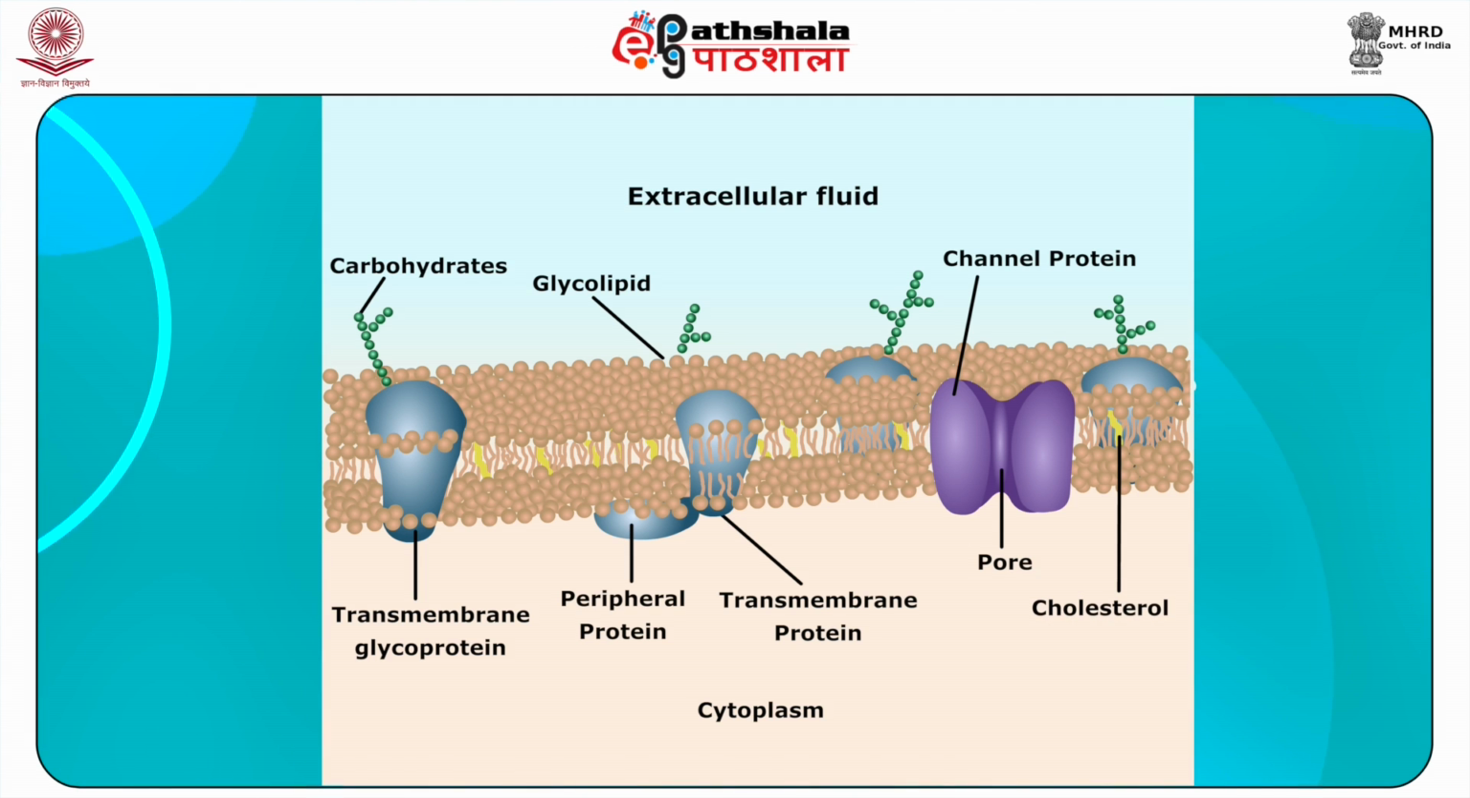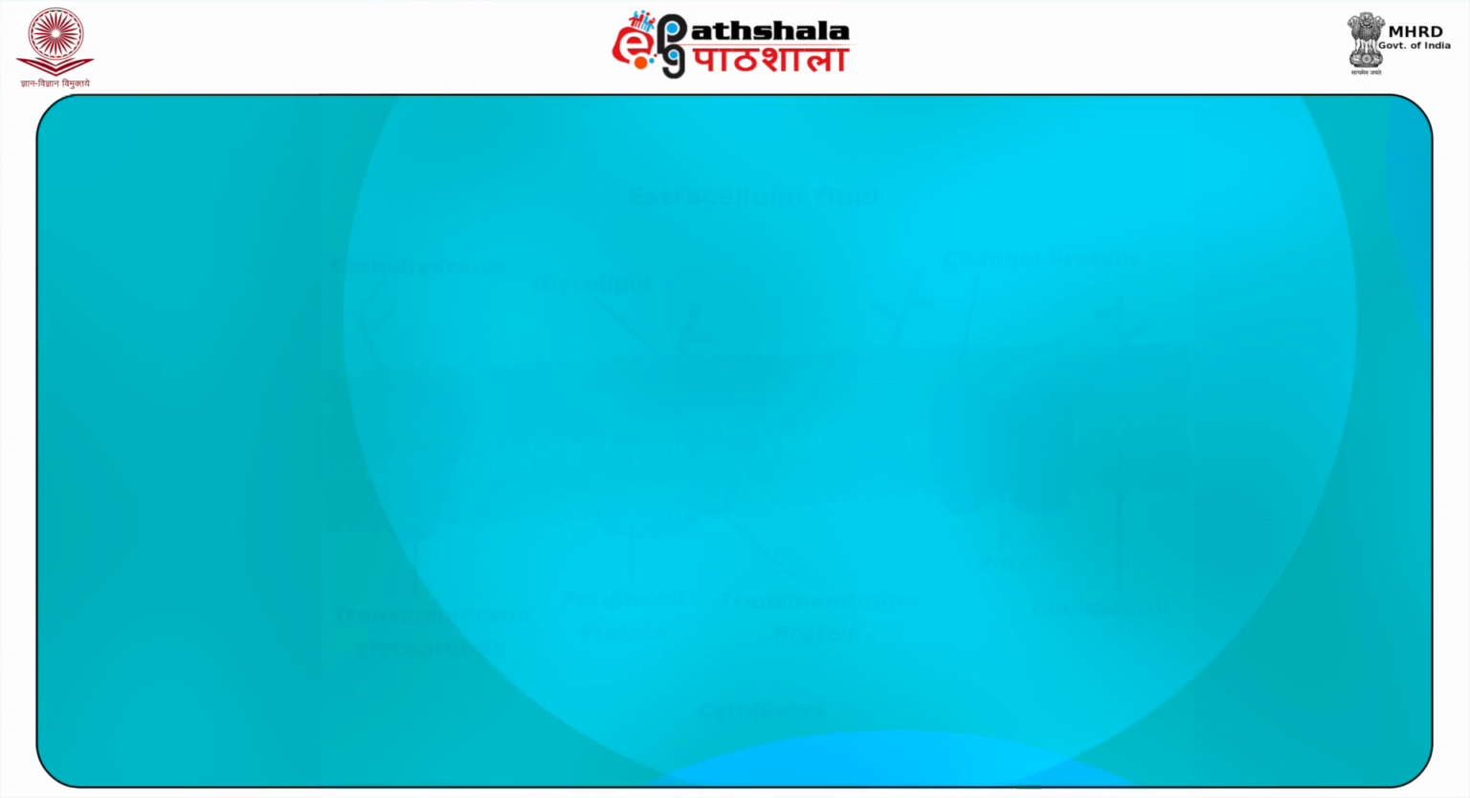This shows a structure where the components of the plasma membrane have been mentioned. The components of the plasma membrane ensure the cytoplasm is inside the cell membrane, and cholesterol, peripheral protein, transmembrane protein, carbohydrates and glycolipids are all shown in the components of the plasma membrane.